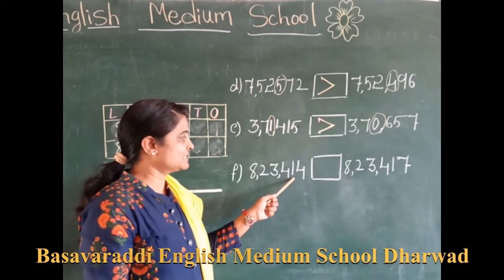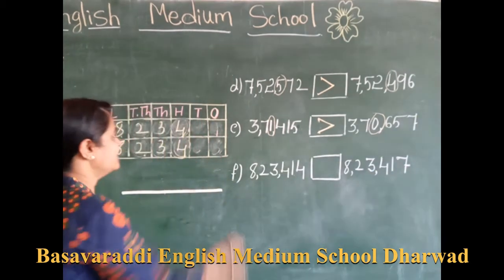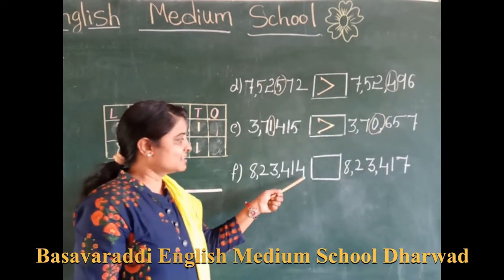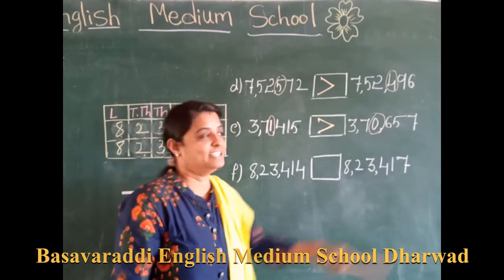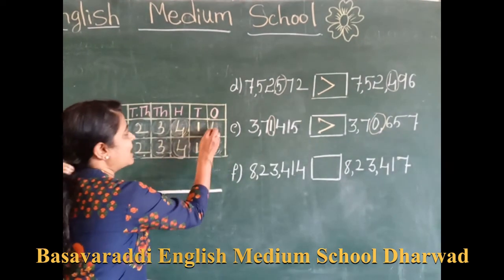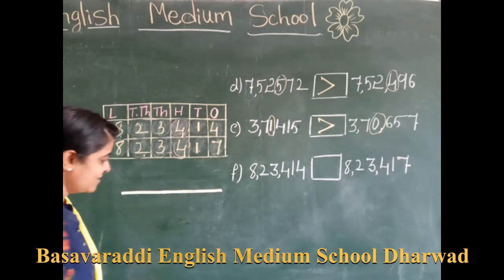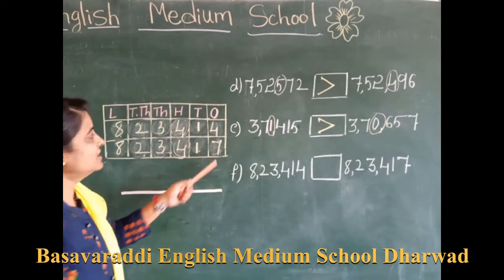Then come to the tens place. Here we have a 1 and here also it is a 1. Same again, tens place also 1, 1. We got the same there. Then next come to the ones place. We have 4 here and 7 here. Then with 4 and 7 we got the difference here. In the ones place we got the difference.